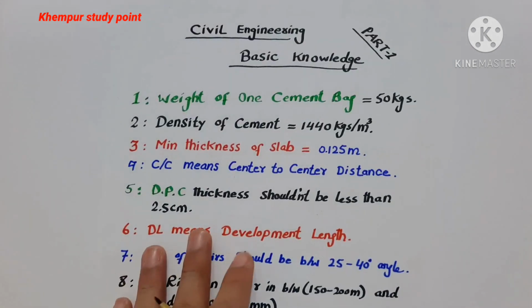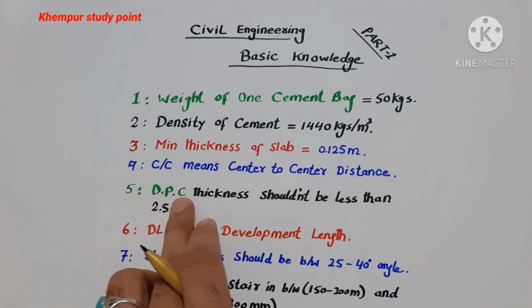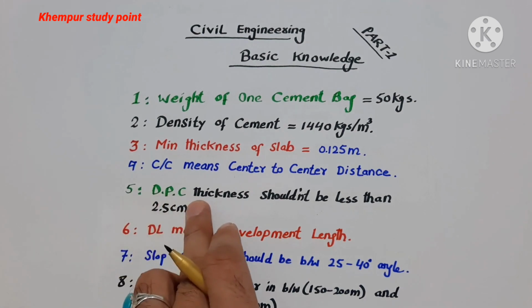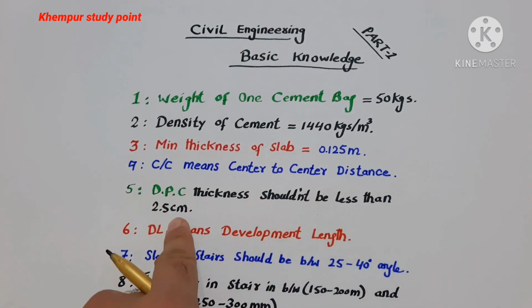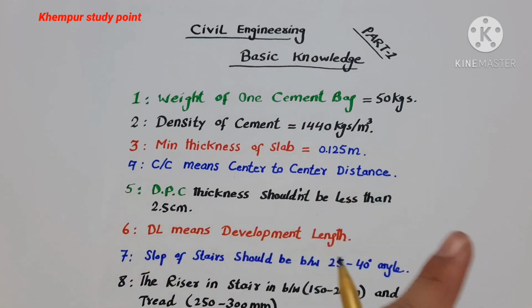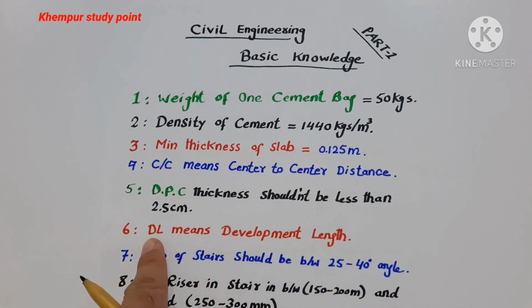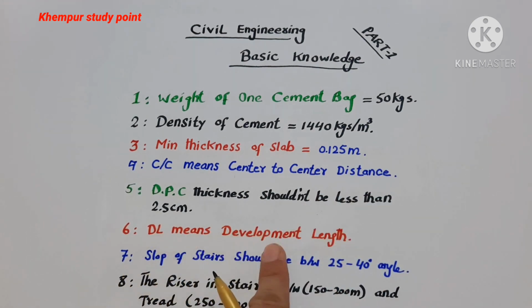Next one, you can see the thickness of DPC, damp proof course, which should not be less than 2.5 centimeter or 1 inch.